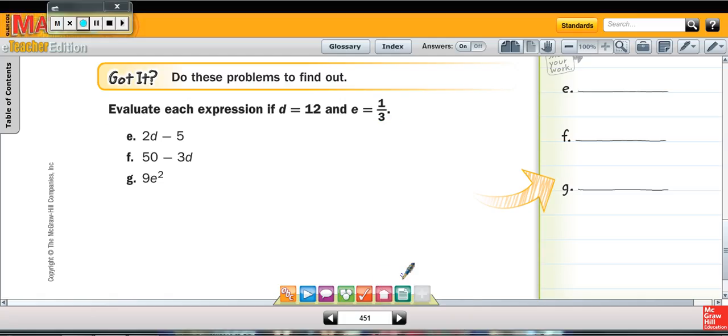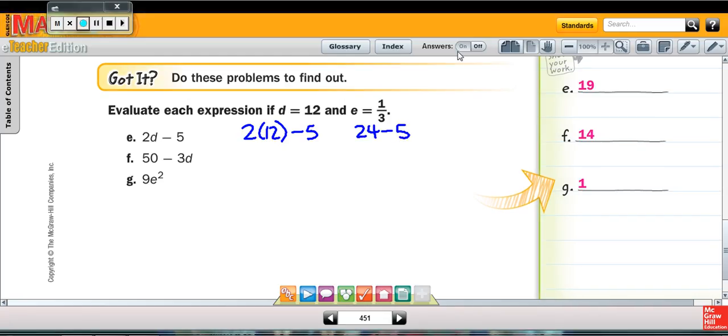Okay, if you look here, we have 2D minus 5. That really means 2 times 12 minus 5. So that would be 24 minus 5, which gives me 19.